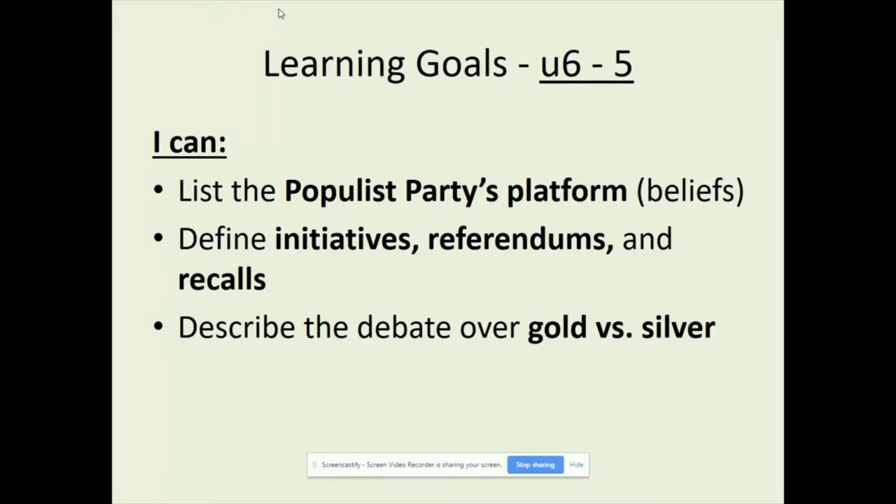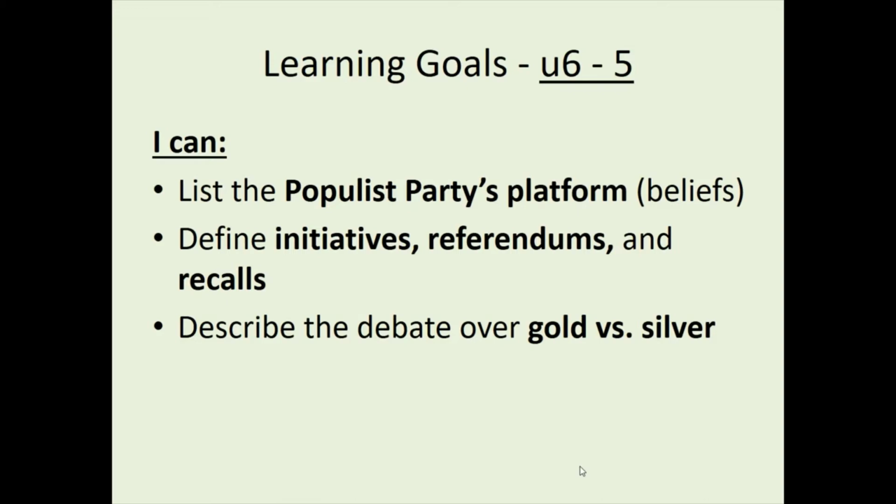I can list the Populist Party's platform. A platform is simply the list of this political party's ideas or beliefs or their goals. So a platform is a list. You can see this if you go to Hillary Clinton's website, Donald Trump's website, Barack Obama's website, or Joe Biden's website. They'll have their platform, and it says, bullet point, here's what we believe, here's what I want, here are my goals.